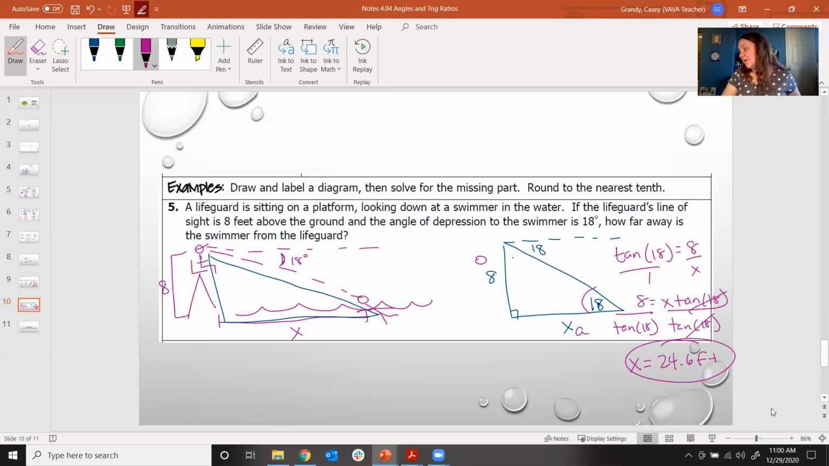So that was 4.4, practicing inverses. I do highly recommend doing the OMHS material. There are some good practice problems there.